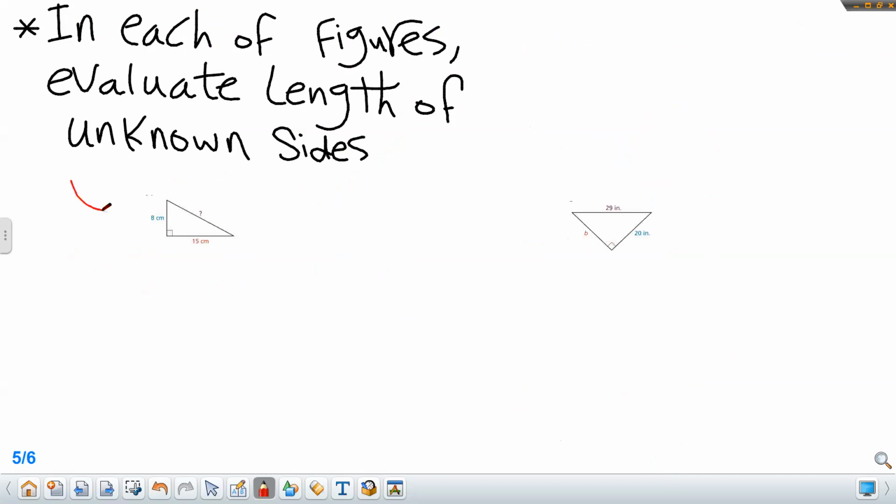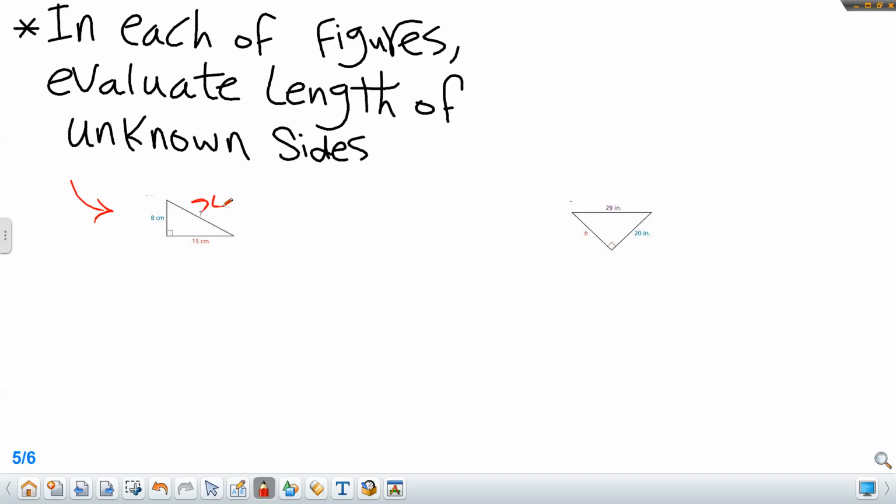Okay, for example, in each of the figures, evaluate the length of the unknown side. In the first one, how do we find the length of the unknown? First, let this unknown be, for example, x, and you must mention the hypotenuse first. What is the hypotenuse here? 8, 15, or x? Sure, yes, good, it is x.